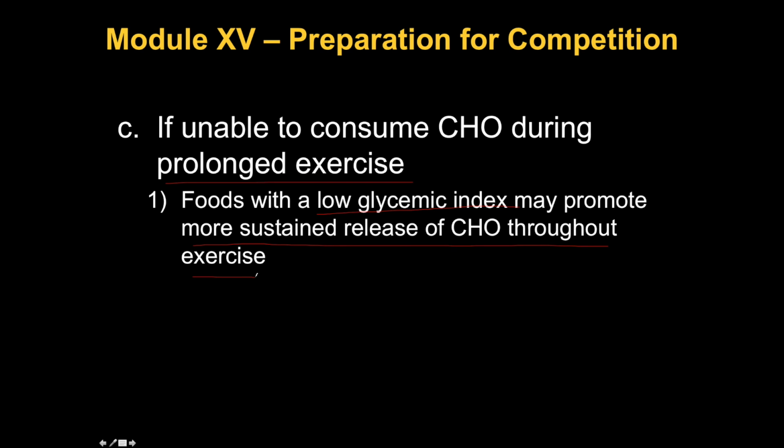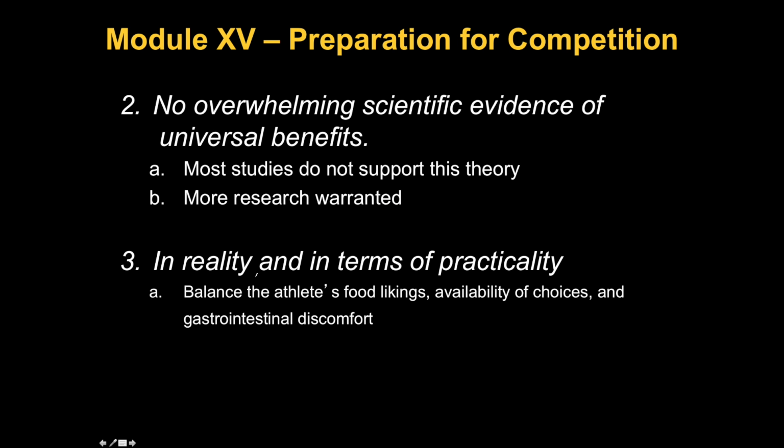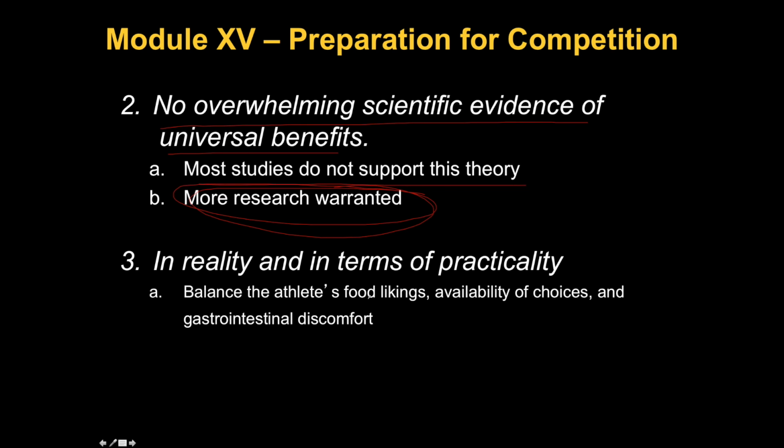So in theory, by having the low glycemic index foods available, we're not getting these huge spikes in glucose, and if we can't consume glucose during a race, then we can actually sustain better levels of glucose in the blood because of the low glycemic response of that particular food item. Currently, however, there isn't any overwhelming scientific evidence that we're going to get universal benefit from doing some of these things. In fact, most of the studies aren't supporting this theory. So we do need to look at this more closely before we can make some concrete recommendations for the athlete.